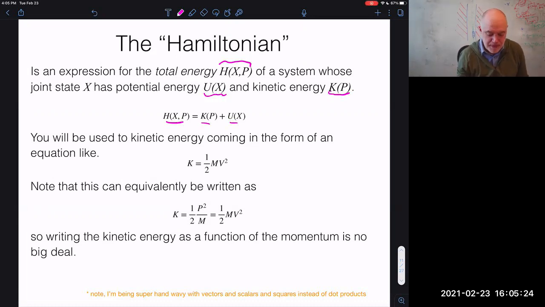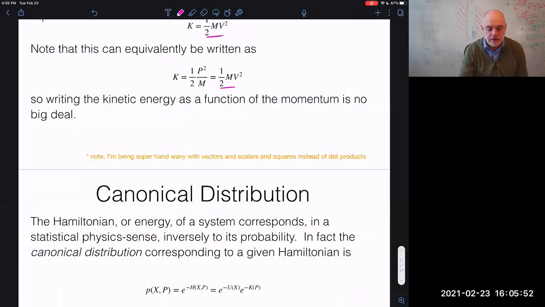Great. And of course, you'll be used to, from again high school physics and first year Newtonian physics in college, that kinetic energy comes in the form of an equation like 1/2 mv squared in some system, right? For whatever the thing is. And you should note that you can equivalently write 1/2 mv squared as 1/2 p squared over m. So writing the kinetic energy as a function of momentum is no big deal. Okay, fine.